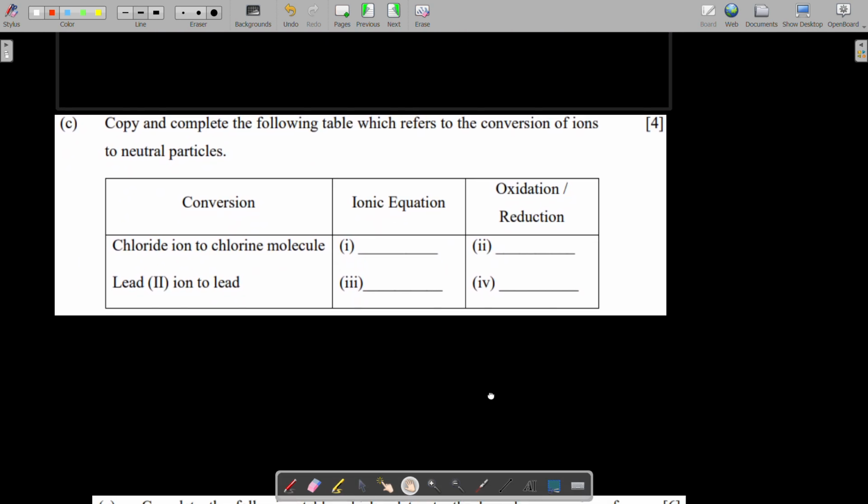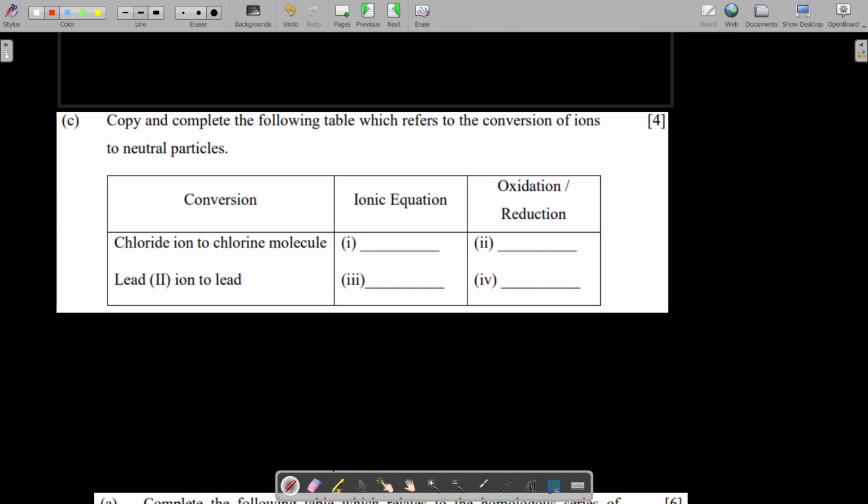Okay, come here. This is interesting. What they have given here refers to the conversion of ions to neutral particles. So you have to write the ionic equation and mention whether they are oxidation or reduction. Chloride ion to chlorine molecule. Chloride ion, I will write here Cl minus. You have to convert it into Cl2. So to do this, we need 2 Cl minus.